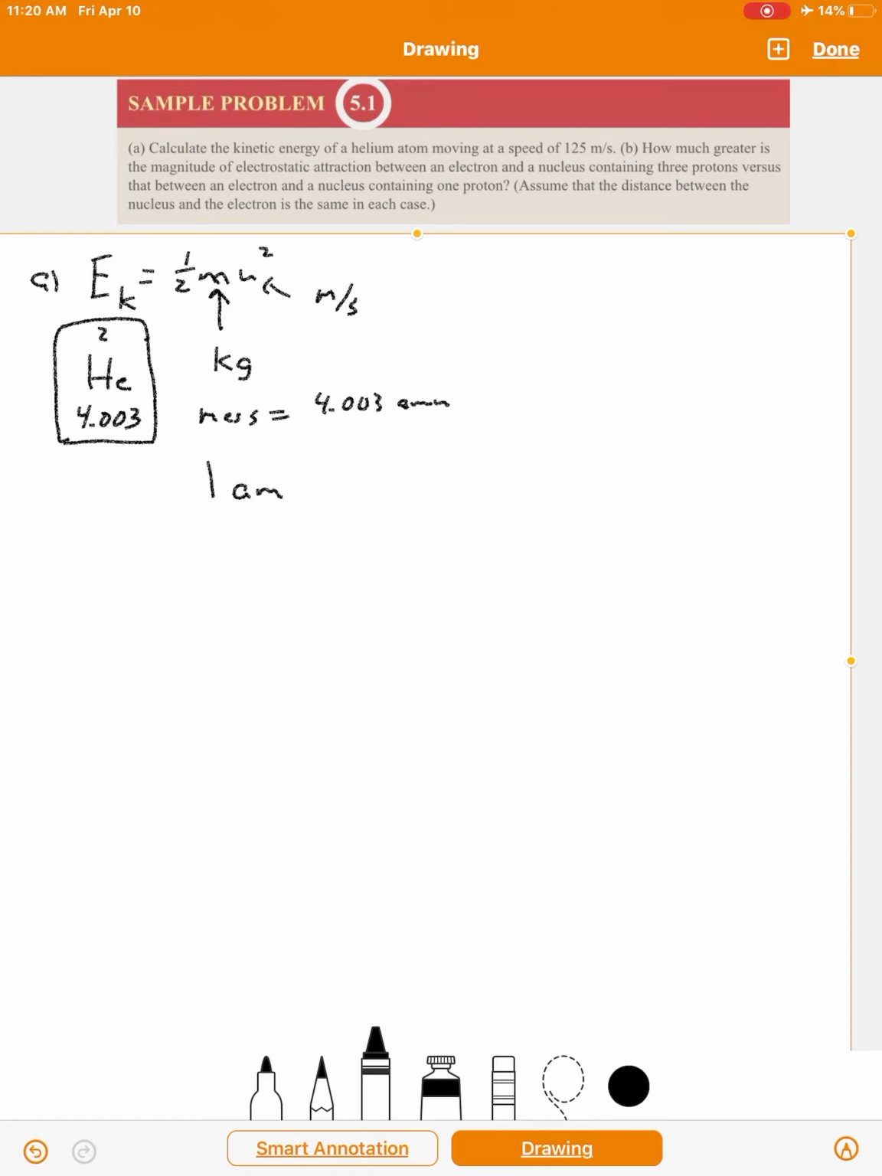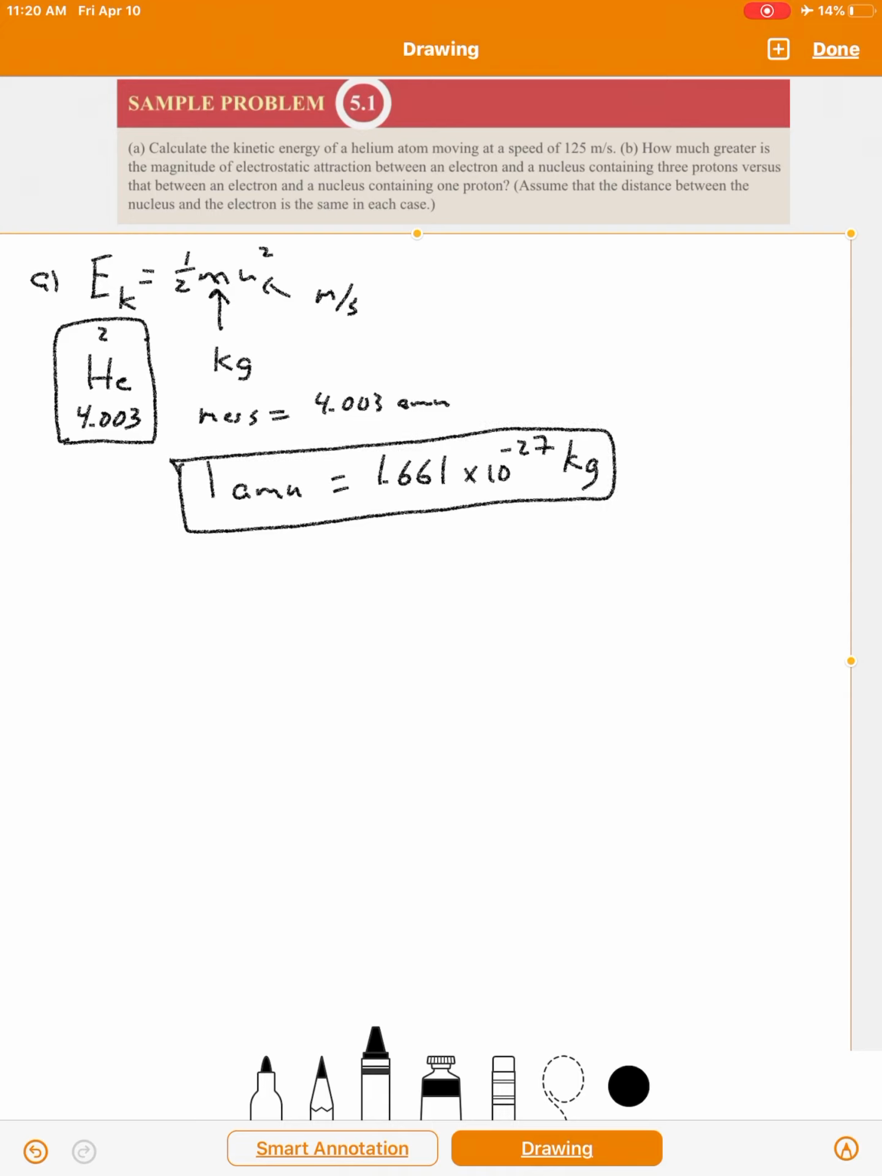1 AMU is 1.661 times 10 to the minus 27 kilograms. That's the conversion factor. So we can find the mass pretty easily. We would just say this 4.003 AMU, and then convert it to kilograms, like so, right? AMUs will cancel, and you'll have kilograms. So it's going to be a pretty small mass, right?